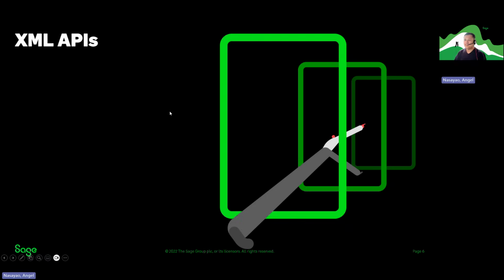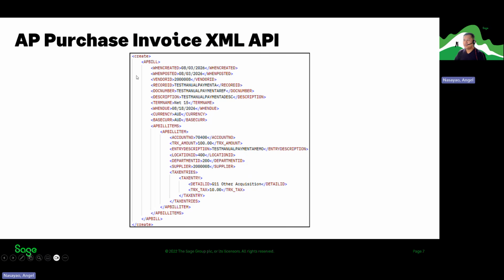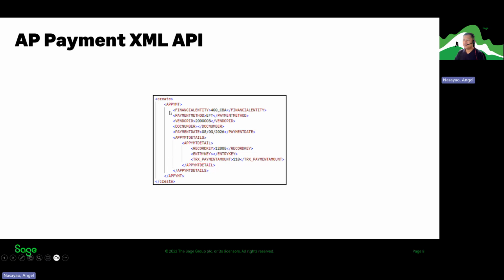So let's go through the XML API. These APIs that I'll be showing you are available in the developer portal. As you can see here, we have the AP bill, and we have the date created in there, and you have the account, and we have the transaction amount in there, and other dimensions that you would like to fill out. The other XML is for the payment.